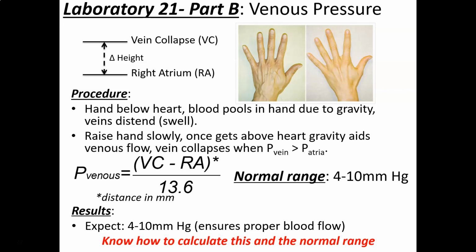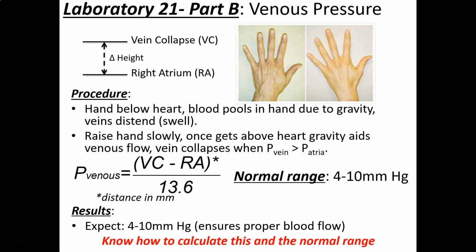So the pressure of the back of your hand will exceed that of the venous system, and blood will flow from the back of your hand to the venous system because blood flows due to pressure differences. So you look for the distended veins to collapse, and you mark that on the board, and you measure that difference, the difference between when the vein collapsed and where we had the right atrial height. So measure that difference, and then divide by 13.6.